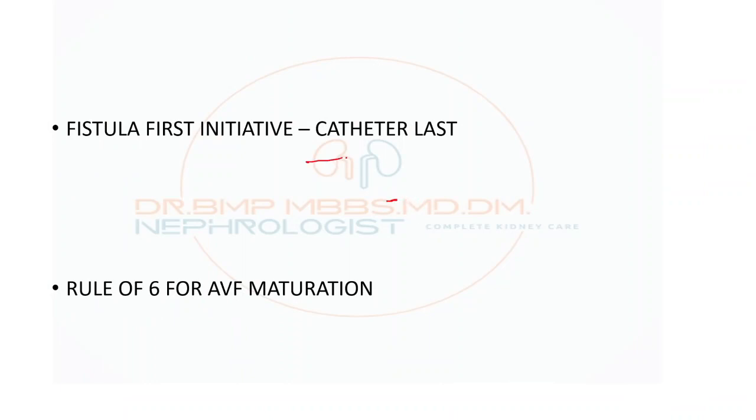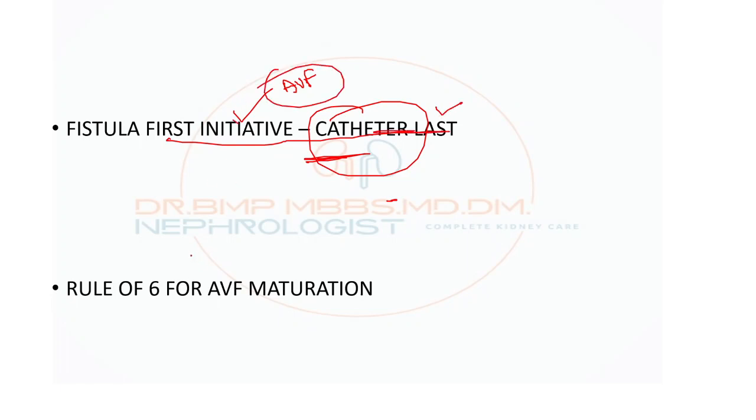For CKD patients, there is a fistula first initiative. It is better to start the dialysis with the fistula because of the long-term better outcome. Basically, it is fistula first, catheter last. It is better to avoid the catheters because there is a high advantage with the AV fistulas.